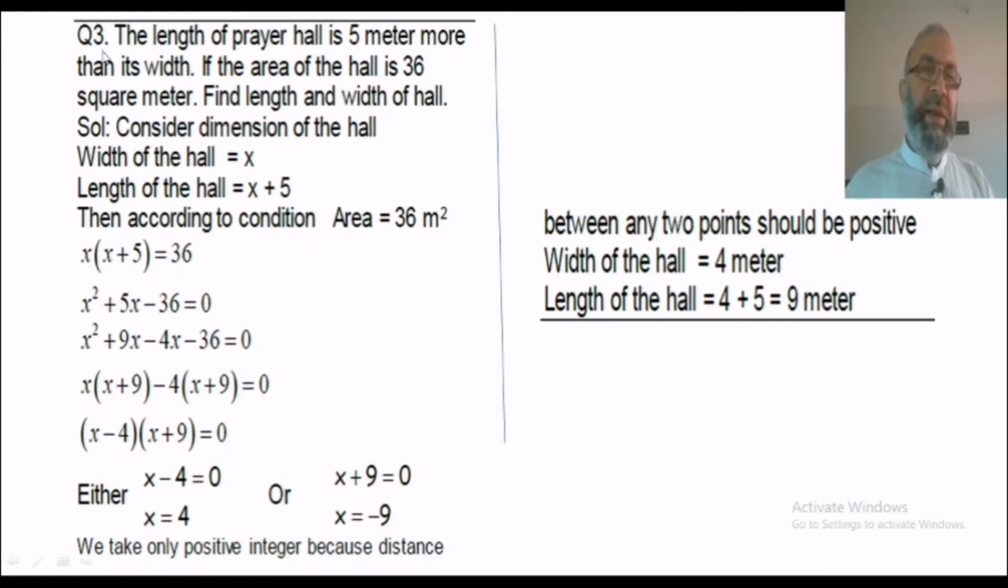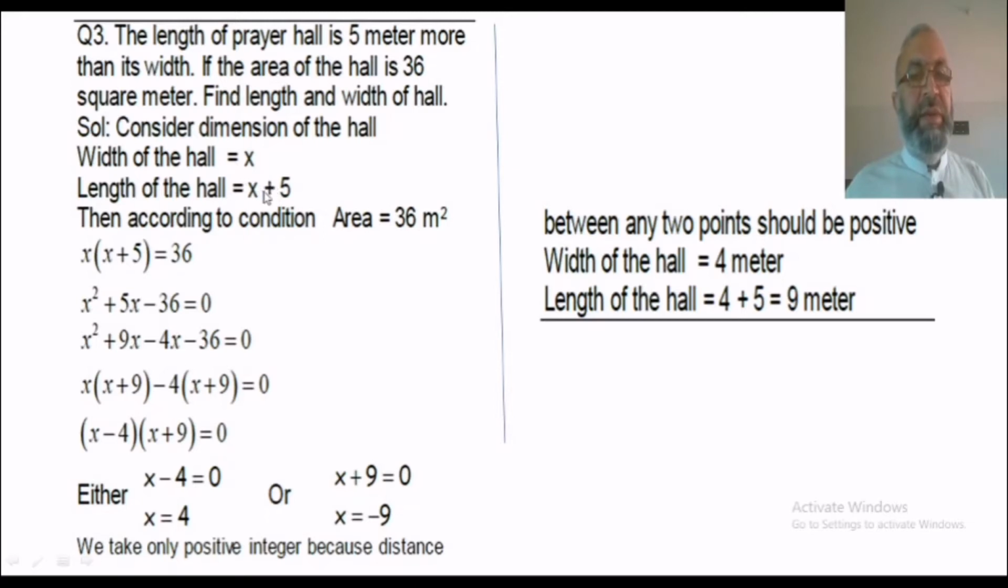Now come to 3, another application of quadratic equation in real life. So this relates to the area of a triangle or area of some spaces. The length of a prayer hall is 5 meter more than its width. So we consider the lesser one. Width of the hall is equal to x. So the length, that is 5 more, becomes x plus 5.